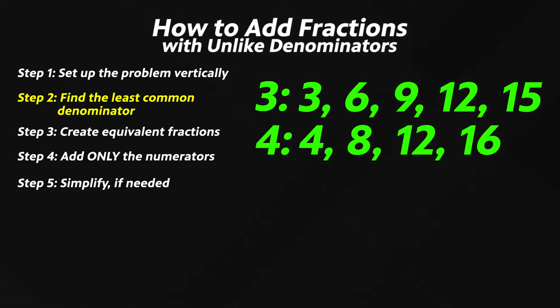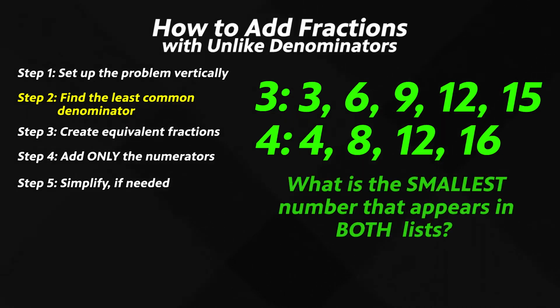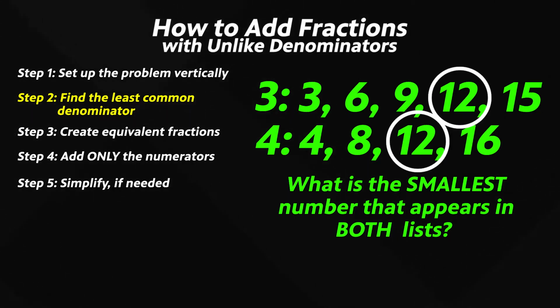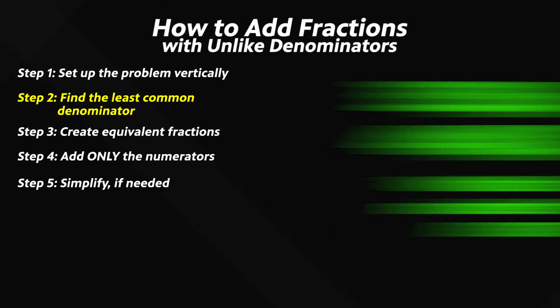Now, compare the two lists. Do you see any numbers that are in common? What's the smallest number that appears in both lists? 12. So the least common multiple, or least common denominator of these numbers would be 12.